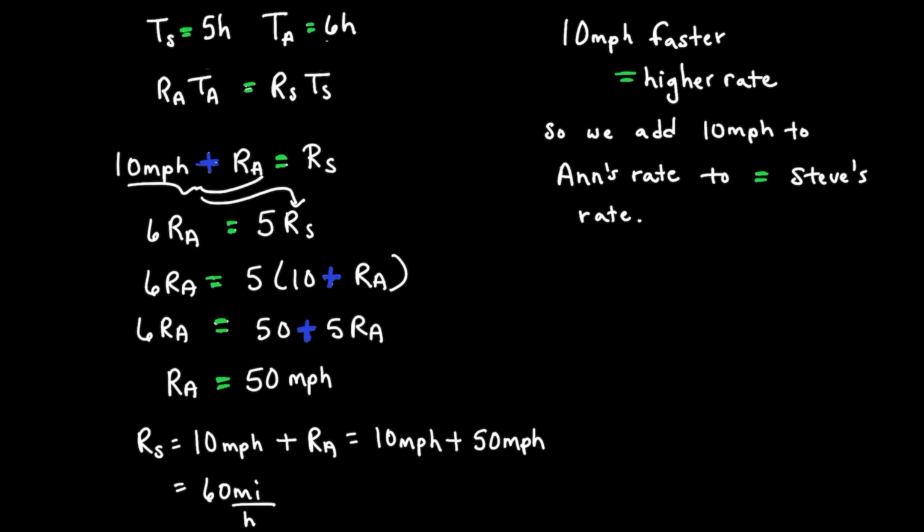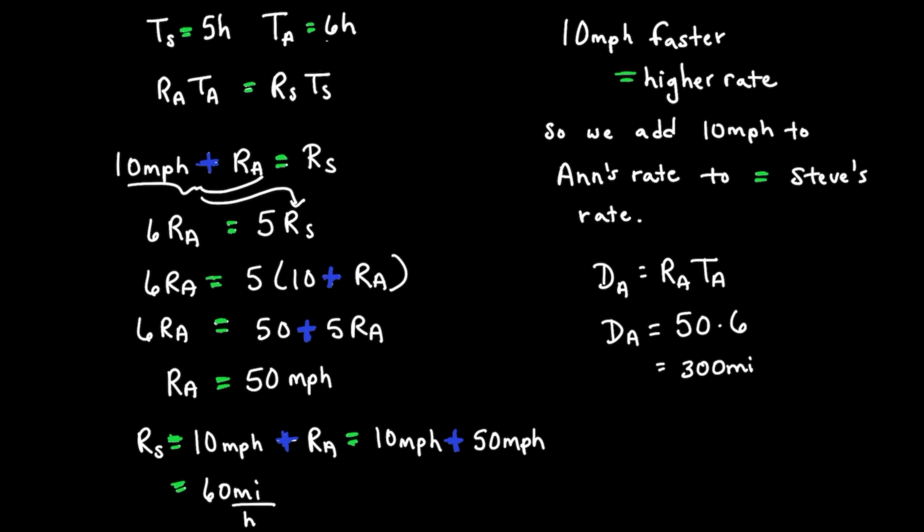And so to find how far they traveled, you can pick either one, but we're going to do both just to show that they are both equal. So let's start with Ann's distance. And we're going to have, of course, R times T, so Ann's rate times time. So Ann's distance equals 50 miles per hour times 6 hours equals 300 miles. So that's how far they traveled.